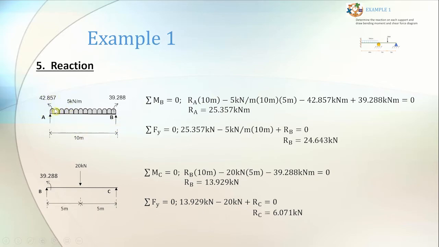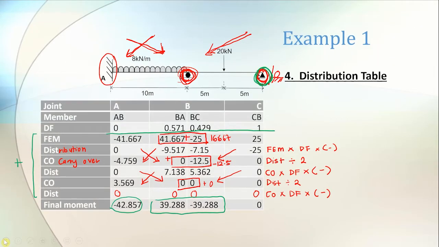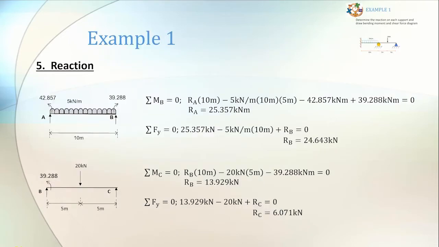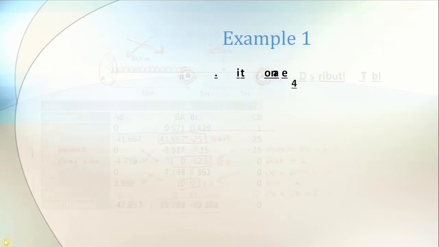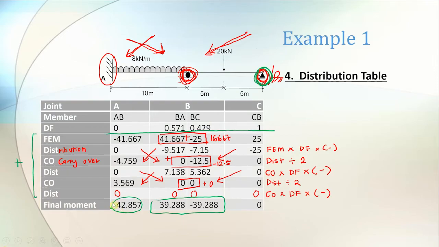Don't forget to put the value of moment from the distribution table that we found earlier. Put it according to the value. So for A, it is negative, AB negative 42.857, and for BA 39.288. Follow its direction, because if you look at this one, you got this one negative. So when it is negative, it is counterclockwise, as what we assumed earlier.